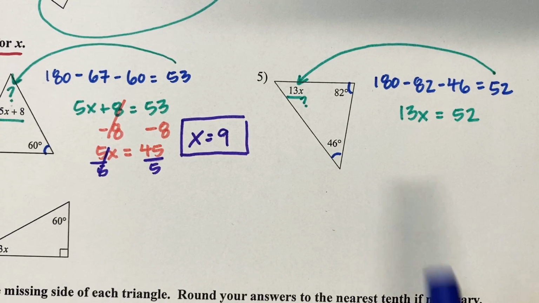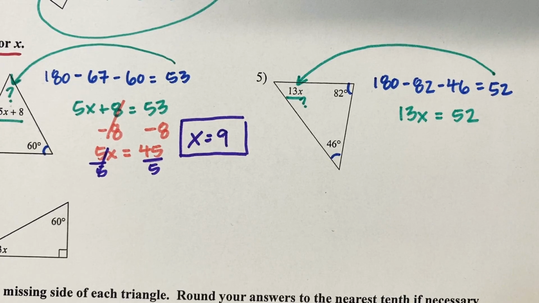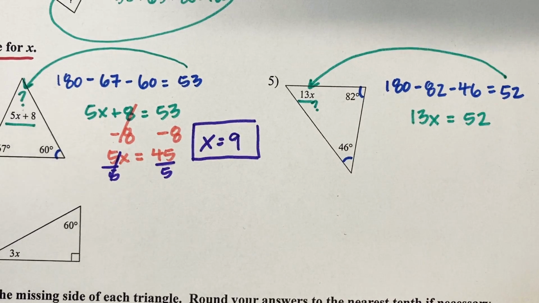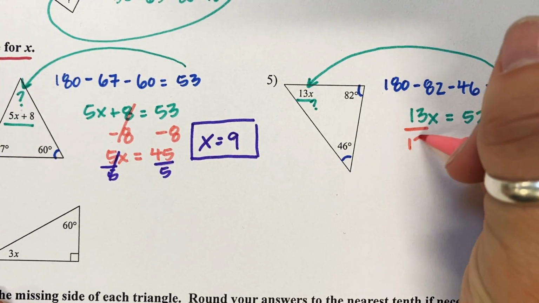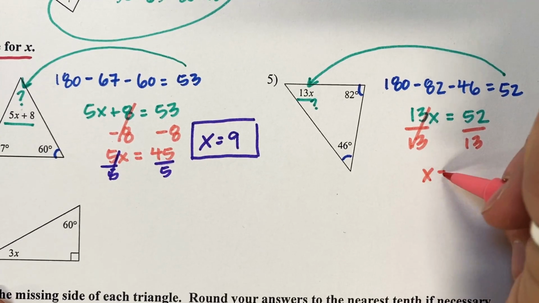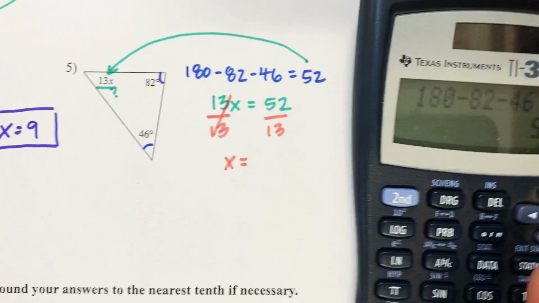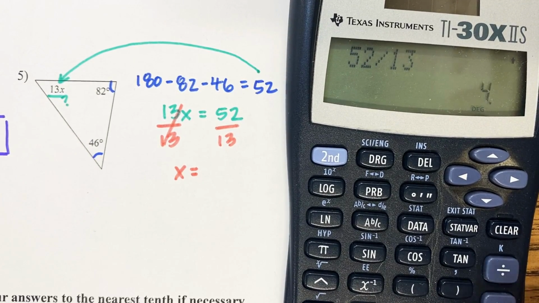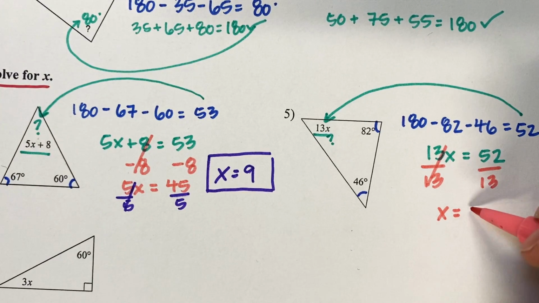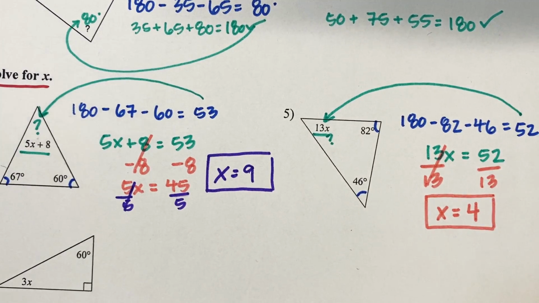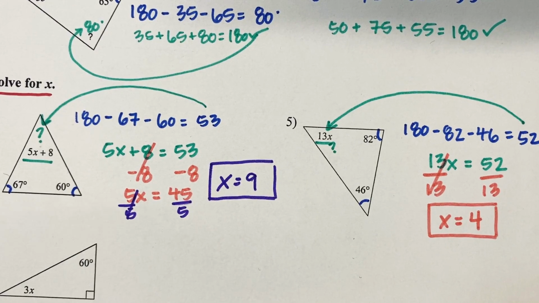Now there's only one step to get my x by itself. So what is the opposite of times by 13? We're going to divide by 13 on both sides. So my x is now all by itself. What is 52 divided by 13? We get 4. So for number 5, x is equal to 4. Beautiful.